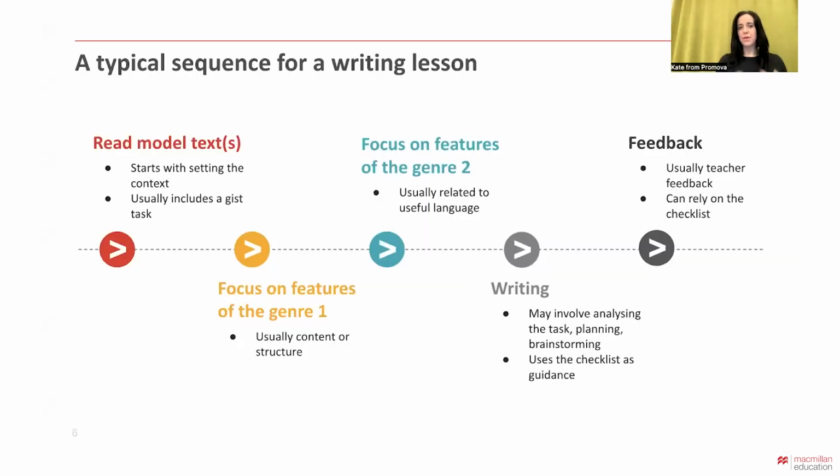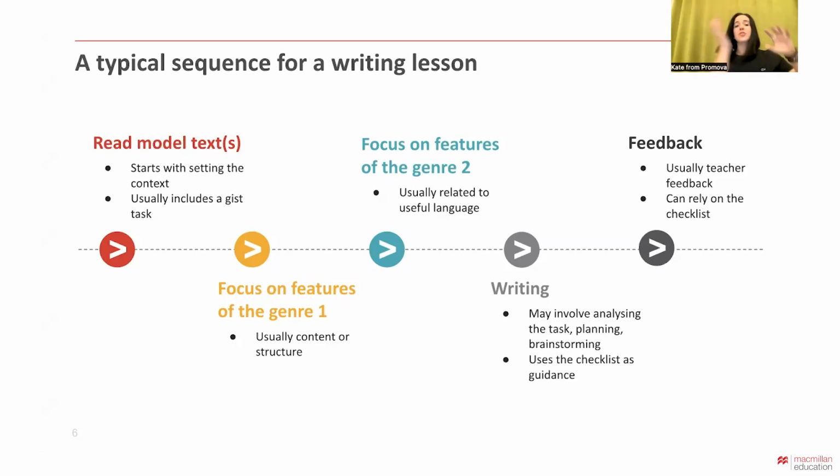So if we look at a typical sequence for a writing lesson, what happens there and what kind of assessment do we have? In the most basic writing lesson, we would start by setting the context for the lesson and talking about the topic. Let's say we're working with a story about something that has happened to students recently.